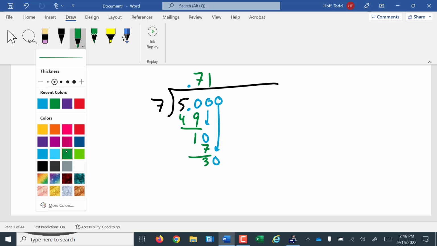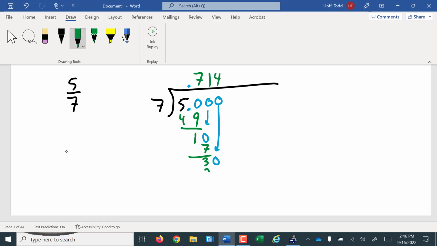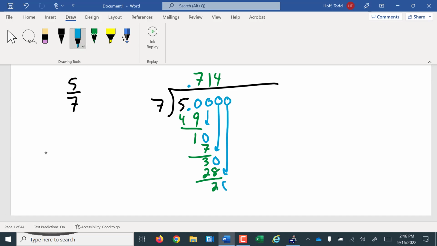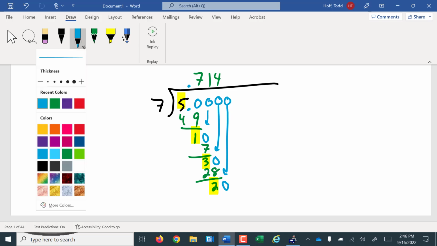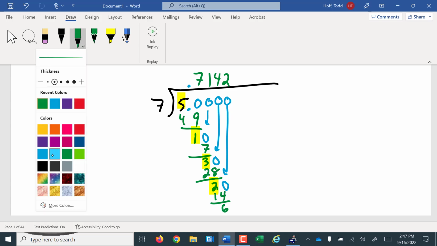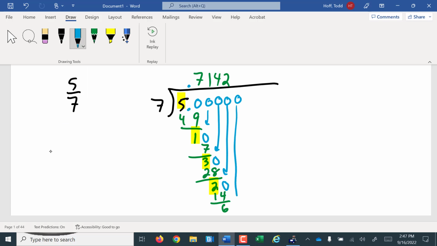7 goes into 30, 4 times. 4 times 7, 28. 2, right? Another 0. Have we seen a repeat? We started with 5, we had 1, we have 3, we have 2. They're different every time, aren't they? So we should keep going. 7 goes into 20 twice. 2 times 7, 14. What's left? 6. Is that still different? It is. So add another 0 and bring it down.